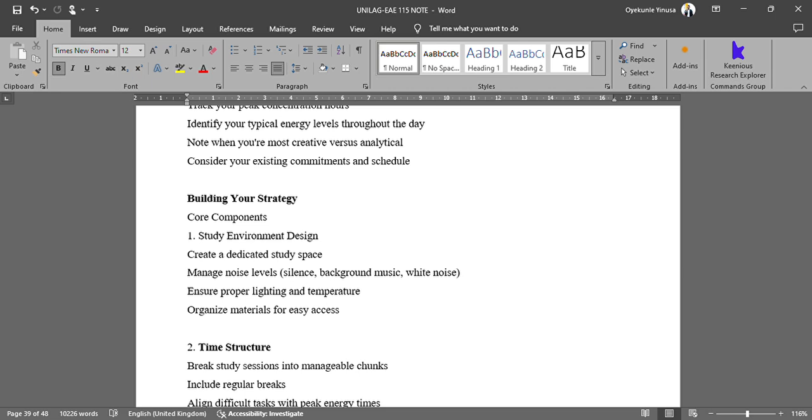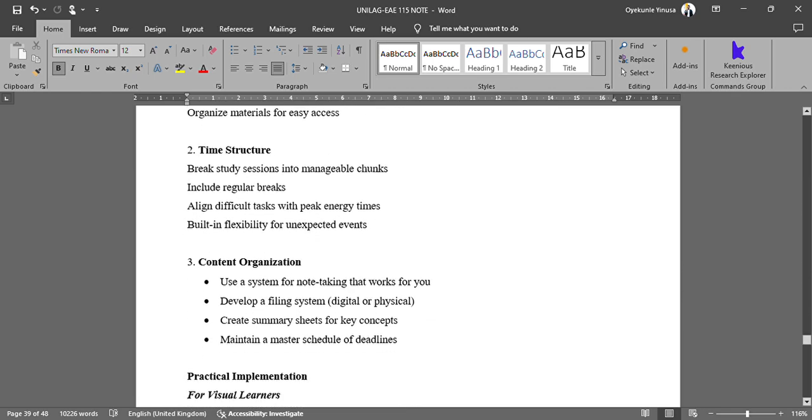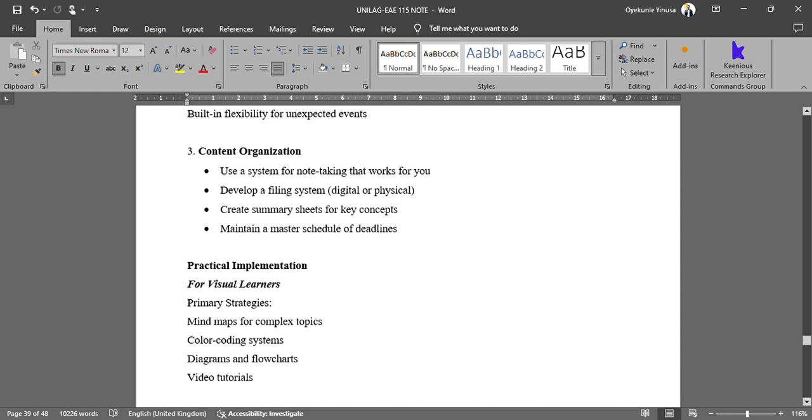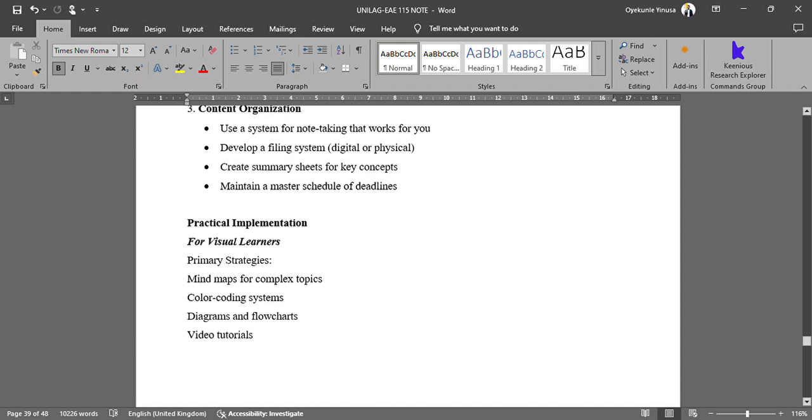You must ensure proper lighting and temperature. Of course, where you are studying must be well lit. Organize materials for easy access. Yes, all your materials, you must organize them so that you can access them as and when needed. So this is time structure for you and content organization. For organization, use a system of note taking that works for you. Yes, some people love writing, some people love doing summaries, some people want an app to do the note taking for them. You must do the one that best works for you.